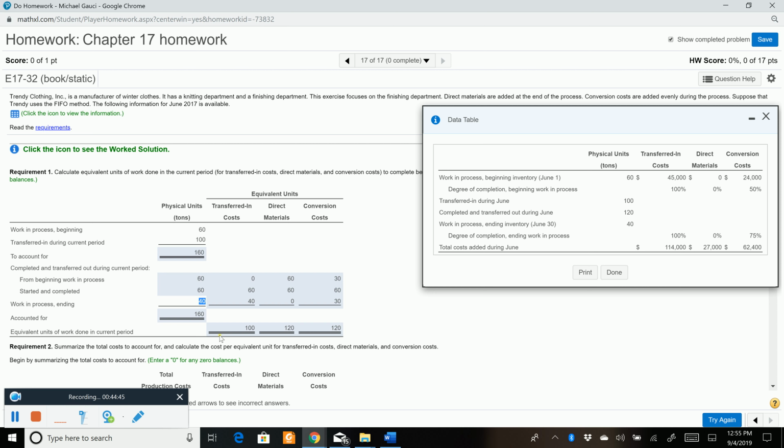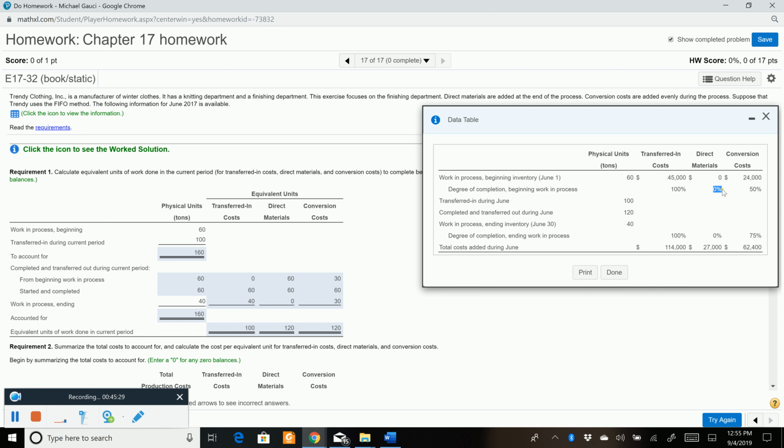And the next step is to convert the physical units to equivalent units. And so what we are going to do is multiply our physical units times the percentage that was added during the current period. Now, for transferred in costs, 100% of the transferred in costs were completed before it got to this step. So that means which transferred in costs were added during the current period? 0. So we'll take 60 times 0%. That gives me 0.